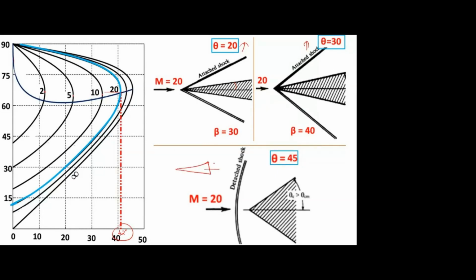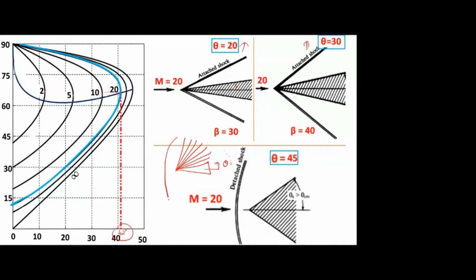I keep on increasing this theta, from 10, 20, 30, 40 like that. Then beta also keeps on increasing like this. So for every increase in theta, beta, the wave angle, also increases. At one point, for example here at 45, what happens?